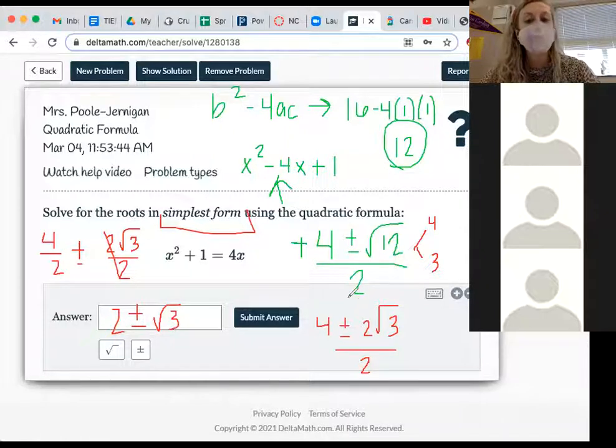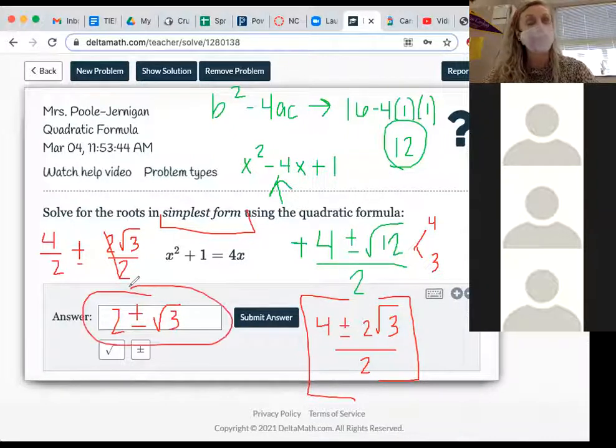I think Delta Math might have taken it this way. I don't love that though, because it says simplest form. If you get it here on the test, you'll get half credit, but if it says simplify, you should be putting this answer.